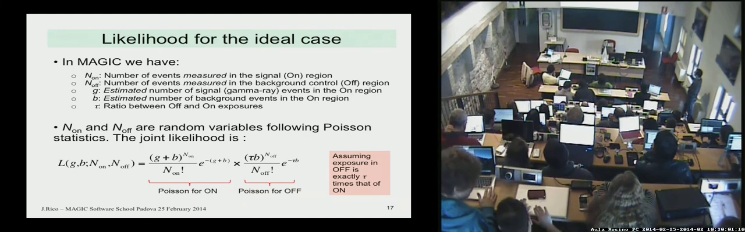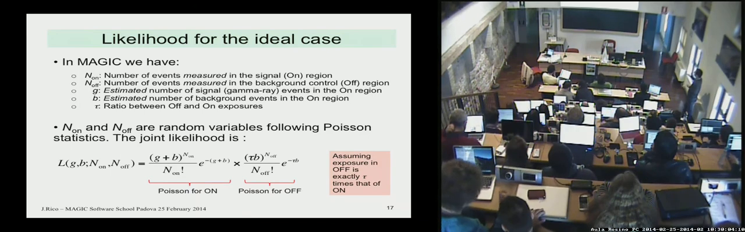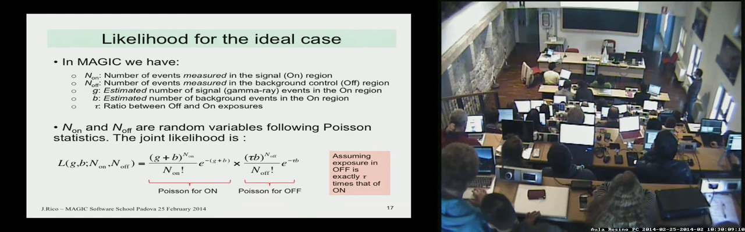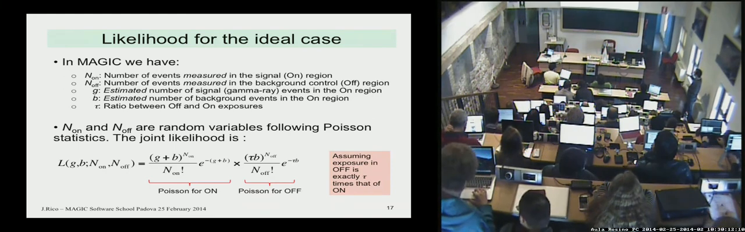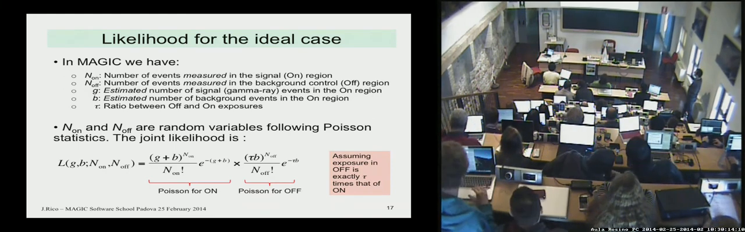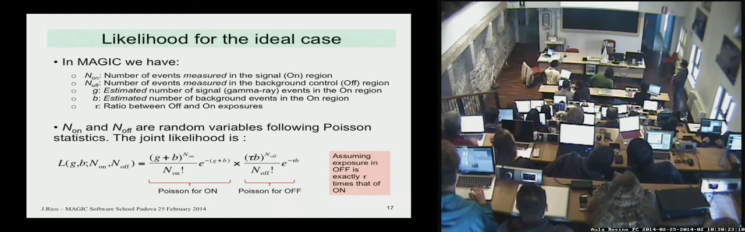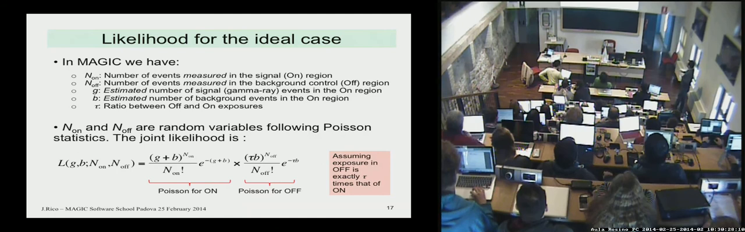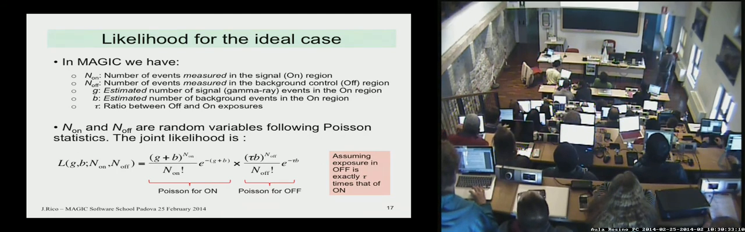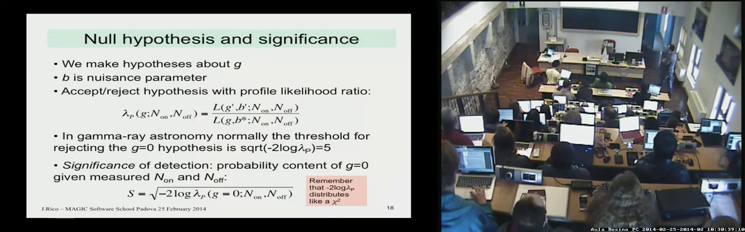This would be the term corresponding to the on, and this would be the term corresponding to the off. So in the on we have gammas and background, and this is our measurement. And in the off we have tau times the number of backgrounds, because tau is, let's say, the number of off regions could be tau, for example. And we measure n off. And this is the composite likelihood. Here I am assuming that tau is perfectly known. This is not exactly true, but for the sake of simplicity, it is useful to consider it here.